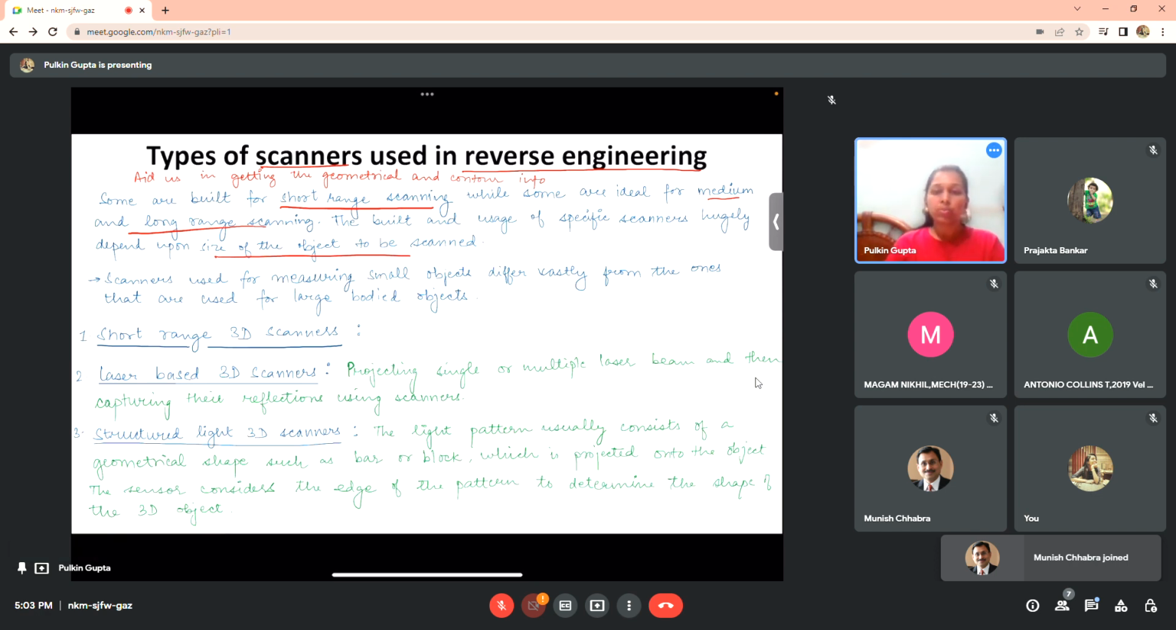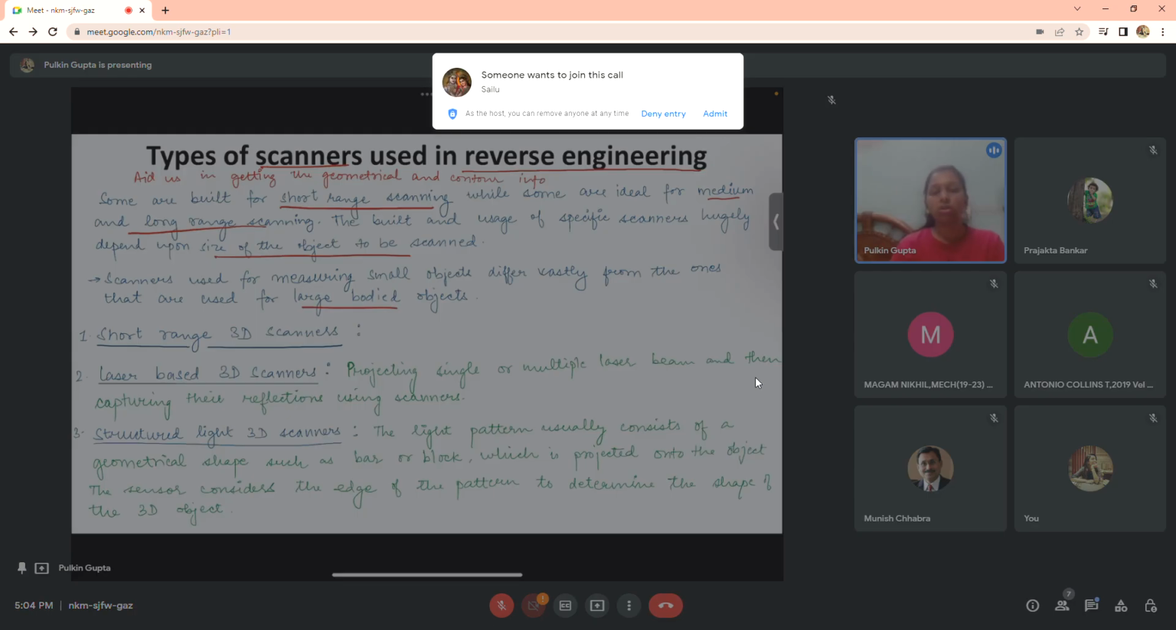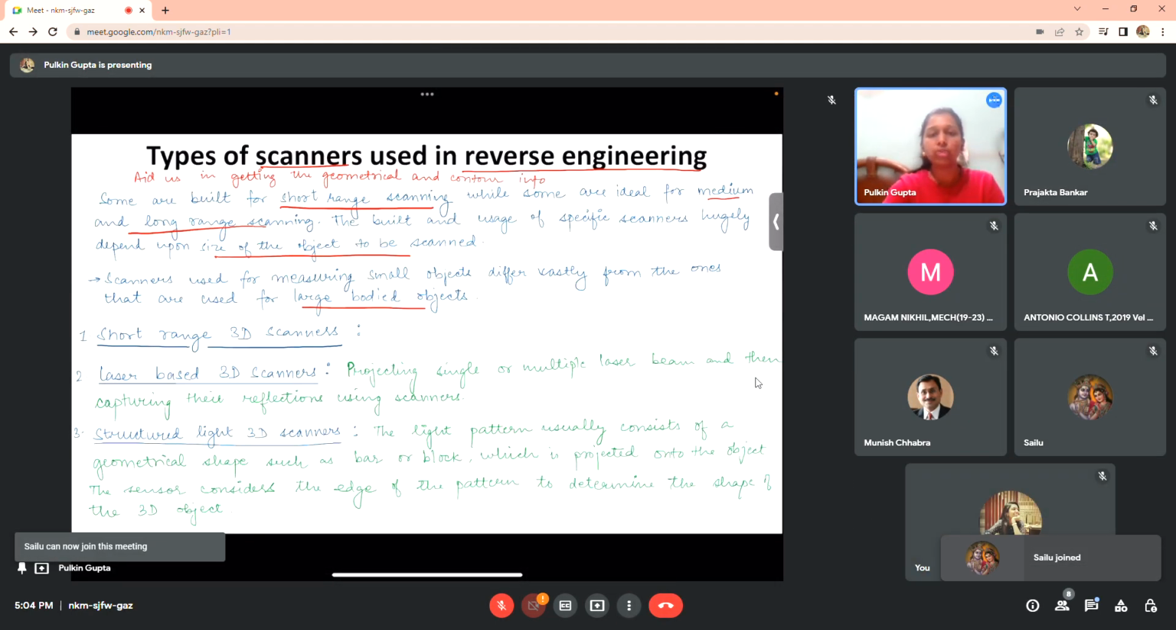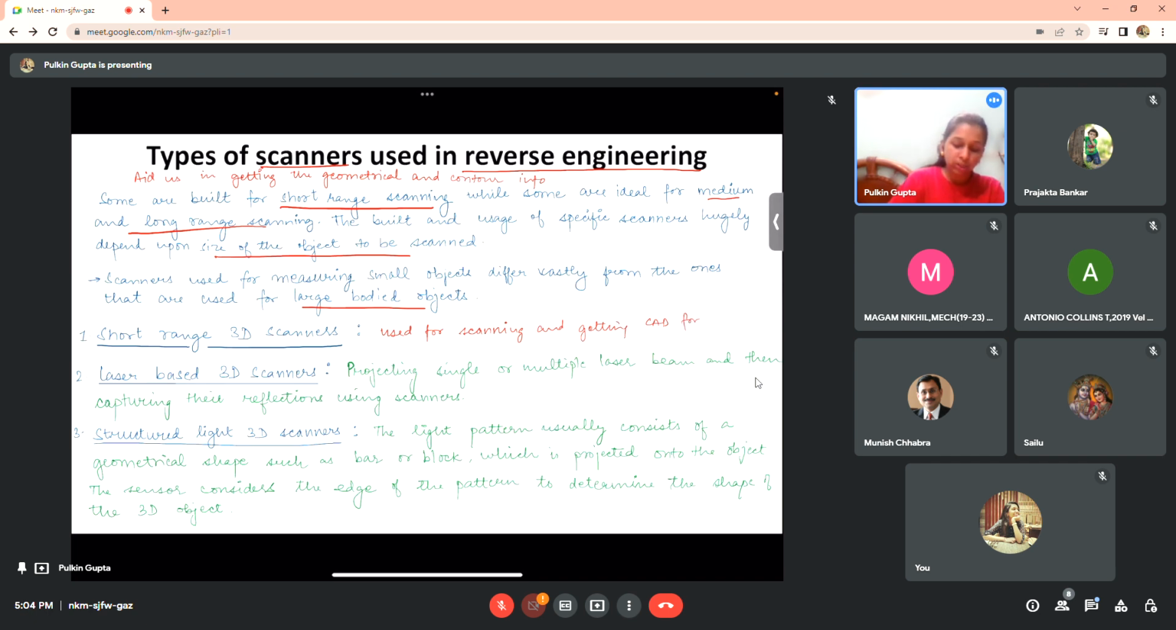Now, the scanners used for measuring small objects differ vastly from the ones that are used for large bodied objects. So they are not the same. It is not like you can use the scanner that is used for small objects to scan large objects. So first are short range scanners. These are usually for scanning at a short distance, used for scanning and getting CAD information for small objects.